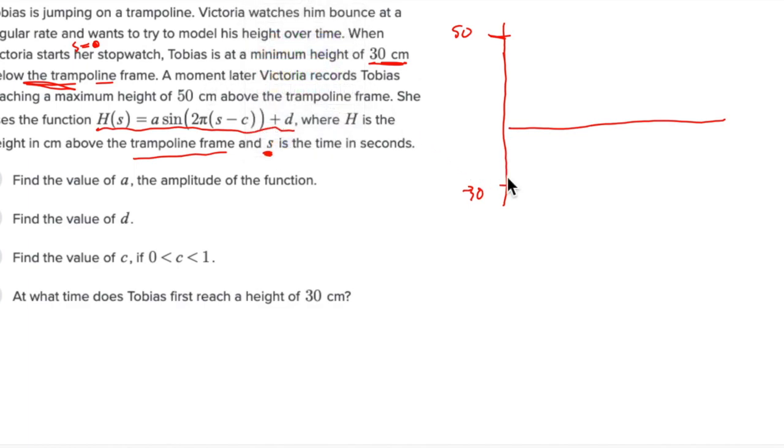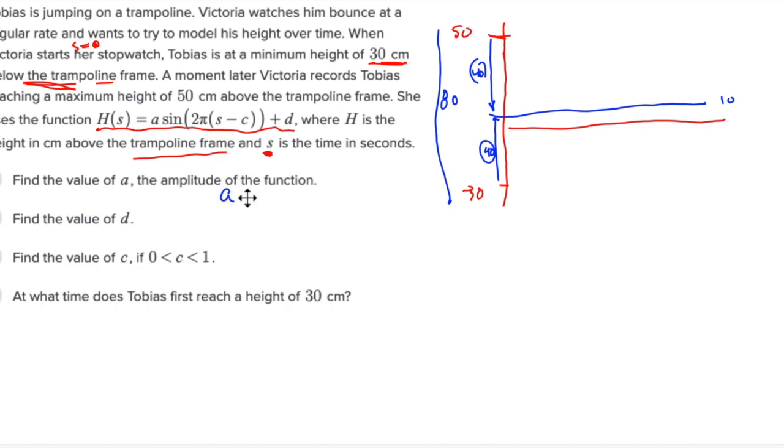So I want the midpoint, that midline between the 50 and negative 30. Altogether, this is 80, which means I'm going 40 up and 40 down. So 40 up from negative 30 to here, and then down here, that's 40, which means my midline is right here. If I'm going 40 up and 40 down, this is obviously going to be 10. Since I'm going 40 up and 40 down, this represents the amplitude. So here A is 40.